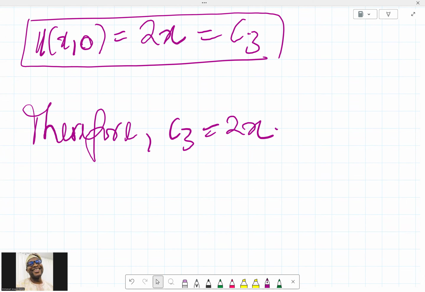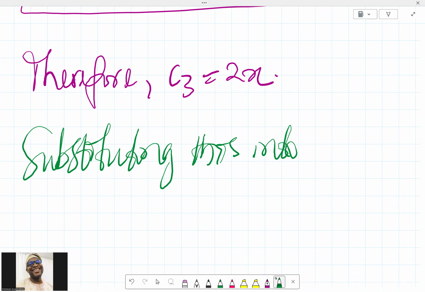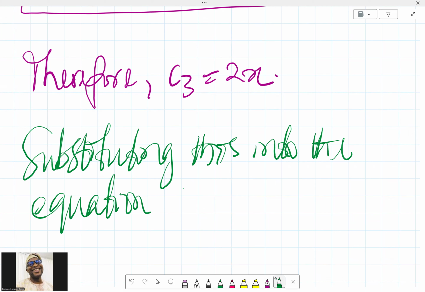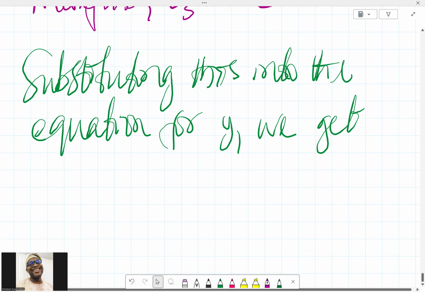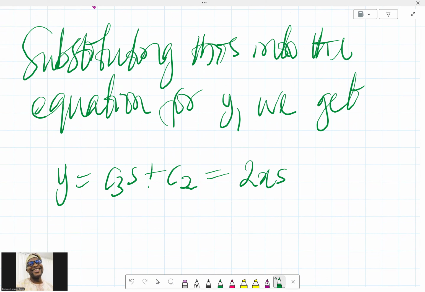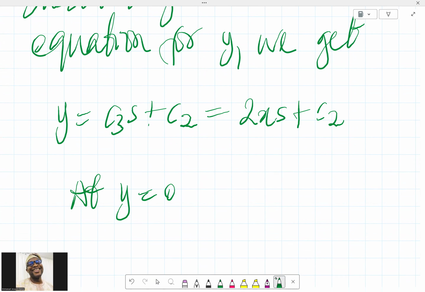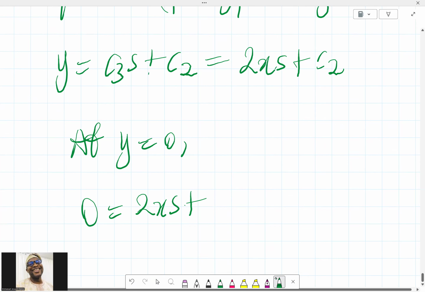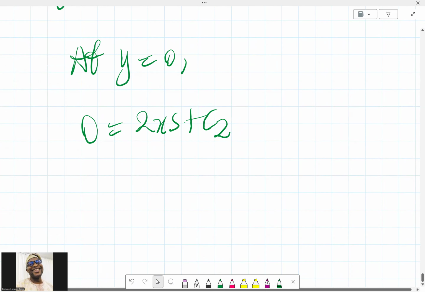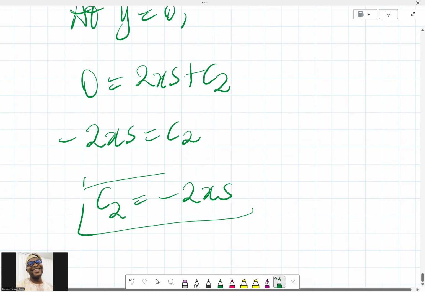So substituting this into the equation for y, you remember y is actually C3s plus C2. So that simply means that y is now, since C3 is 2x, 2xs plus C2. And this implies that at y equals 0, we have 0 equals 2xs plus C2. And that simply means that minus 2xs is equal to C2. So C2 is basically minus 2xs, like that.